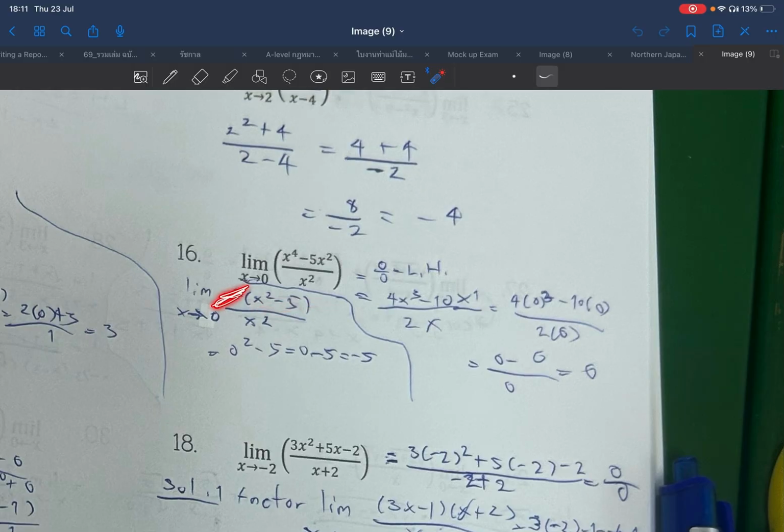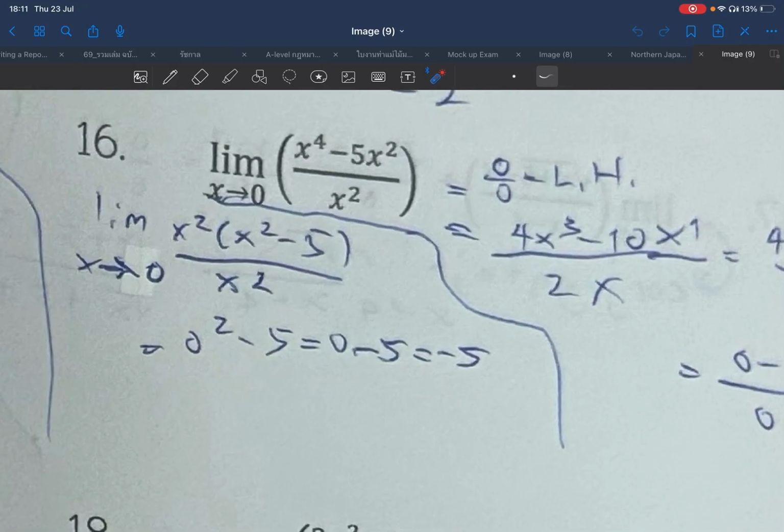Yeah, you don't mind this. You don't care about this one. Which yields us -5. As you can see here, the process.